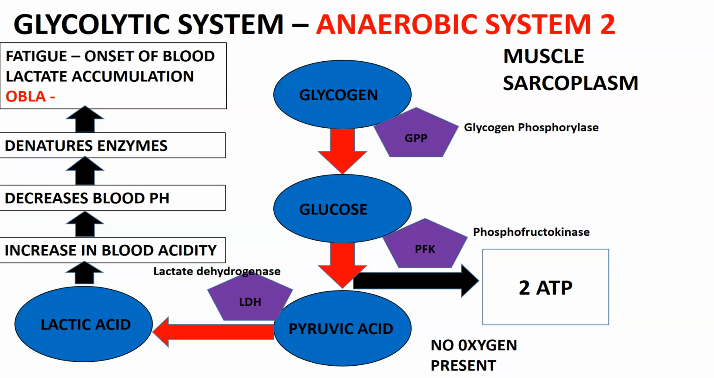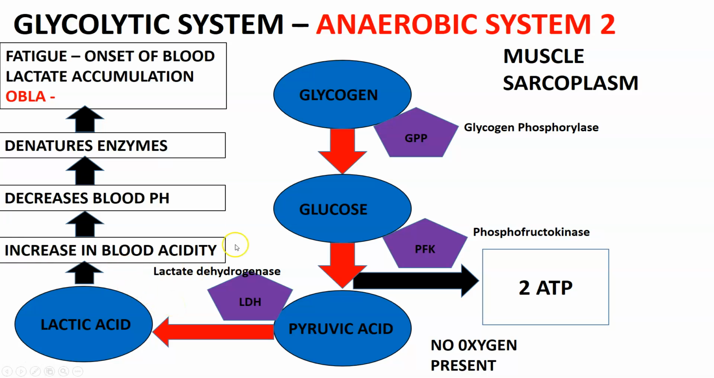So this, right now, as you're looking on your screen, is the whole process of the glycolytic system. So I really want you, for the lesson, we need to know this. Your main marks come from glycogen is broken down by GPP to create glucose. Glucose is broken down by the enzyme PFK to create 2 ATP and pyruvic acid. This is anaerobic glycolysis because there's no oxygen present. Pyruvic acid is converted into lactic acid via the enzyme LDH. You get your main marks for that part.